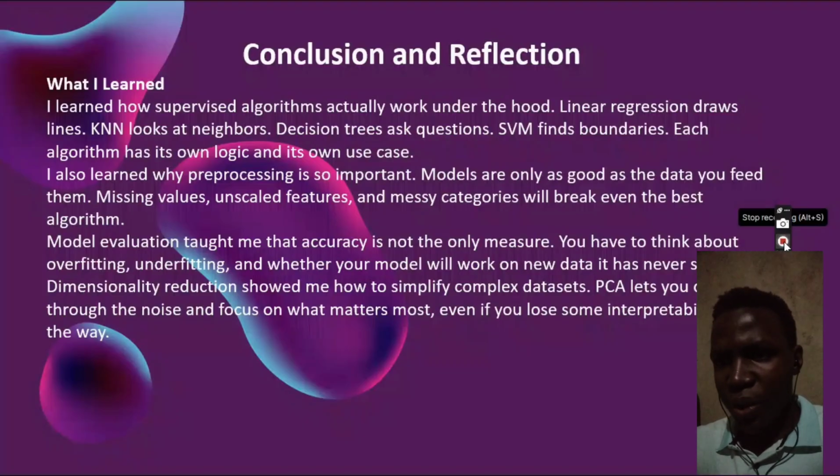Then in the conclusion, what I learned is how supervised algorithms actually work under the hood. Linear regression draws the lines, KNN looks at the neighbors, decision trees ask the questions, the SVM finds boundaries. Each algorithm has its own logic and its own use case. I also learned why preprocessing is so important. Models are only as good as the data you feed them. Missing values, unscaled features, and messy categories will break even the best algorithm.